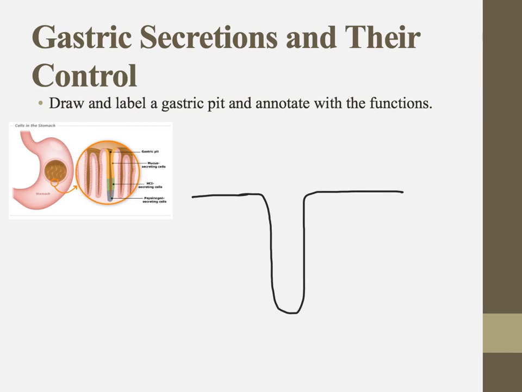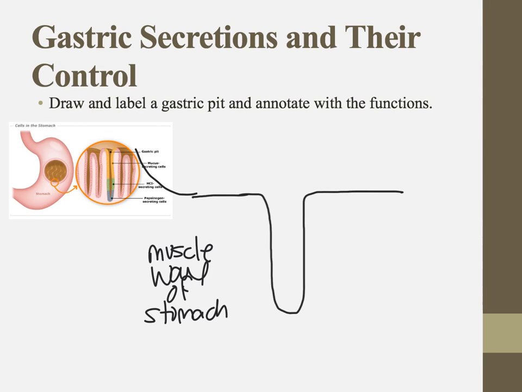Okay, so now remember, what I'm looking at here is just this hole. The rest of this surrounding it is the muscle wall of the stomach. Okay, and then you don't have to draw this part, but it would basically be looking like this. And here would be the lumen or hole of the stomach where all of your food is.